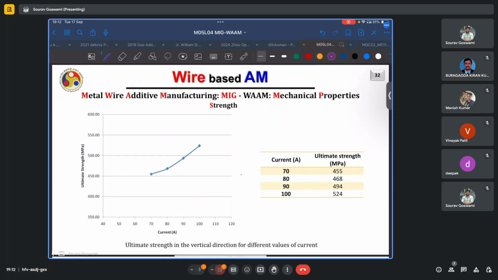Again, as we know, the current is closely correlated to the amount of penetration because it dictates the energy input to the material. And here, one study showed that with increasing current, the ultimate strength also increased because of the increased current, the input energy density increased. Because of the increased energy input, the penetration of the bead increased and the diffusion or the bonding was stronger, which led to higher ultimate strength.